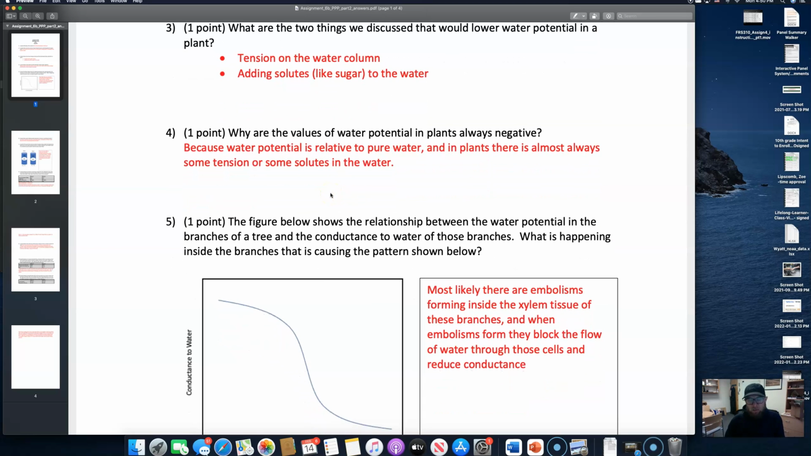Then, water potential values in plants that we work with are always negative because pure water with no solutes and no tension on it is the reference point. That's zero. And so anything that reduces the potential energy from there is going to make it be negative because it's going to be less potential energy than that pure water that's not under tension. So that's why we're always dealing with negative values.